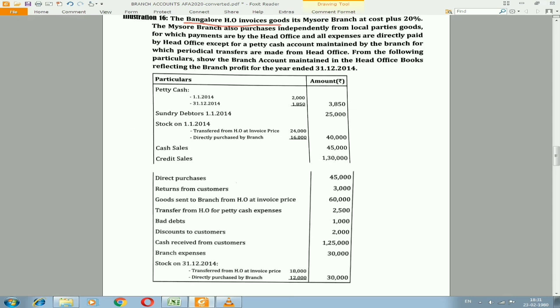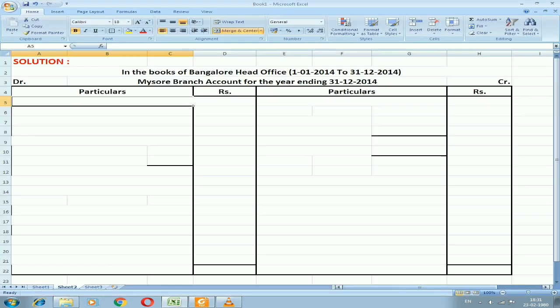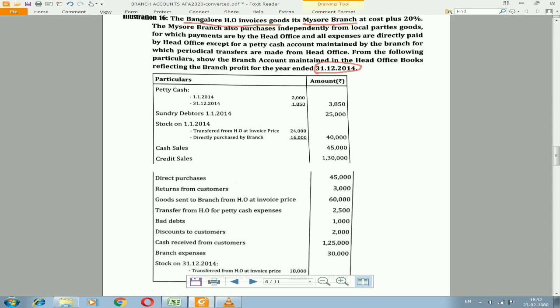and Mysore branch account, for the financial year 1/1/2014 up to 31/12/2014. You can see the format which I've already prepared in the books of Bangalore head office, the Mysuru branch account for the year ending 31/12/2014. On the debit side, we are going to start with the opening assets. Whatever opening balances we have as assets, we are supposed to consider.